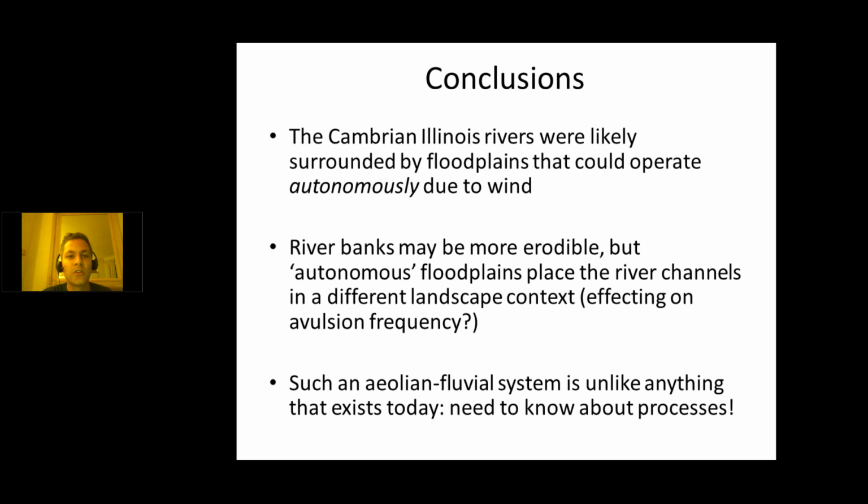So the conclusions are that the Cambrian Illinois rivers were likely surrounded by floodplains that could operate autonomously due to wind, in which groundwater and wind are controlling deflation or the erosion and deposition, and the river itself is not necessarily acting as more than a base level. The riverbanks would have been more erodible, but the autonomous floodplains placed the river channel in a different landscape context, which would have affected the way the river is behaving at a larger scale.